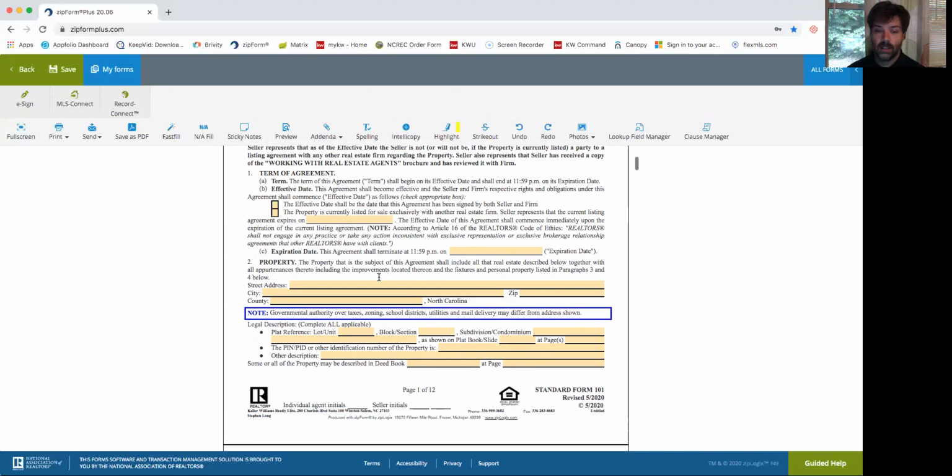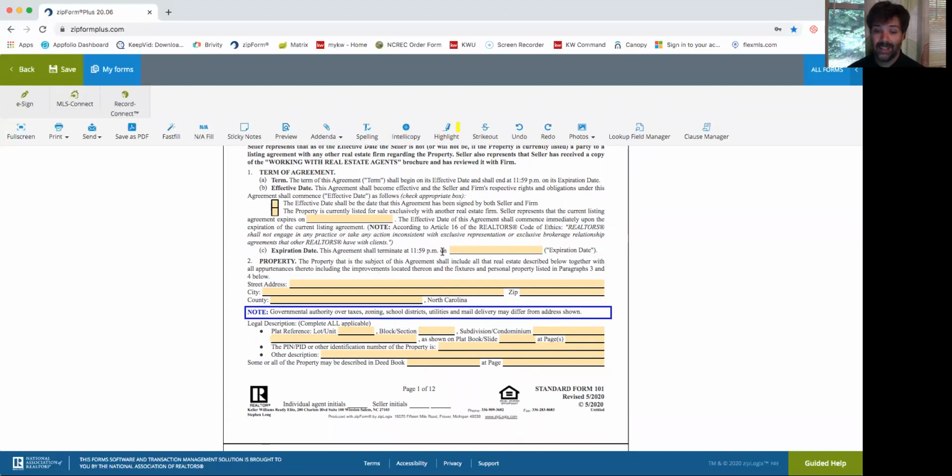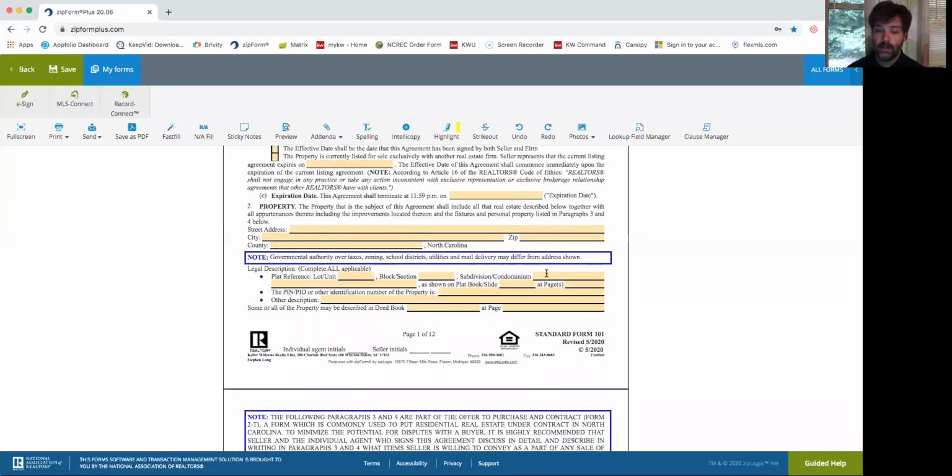All listing agreements, just like all of our contracts, will have a start and end date. This will be then the end date. So here's where we're starting, here's where we're ending. Be very, very specific in your legal description. If you've seen my offer to purchase video, it does cover the reasons for this.